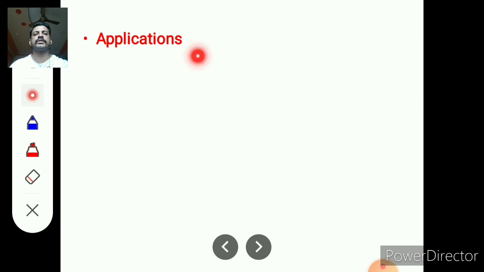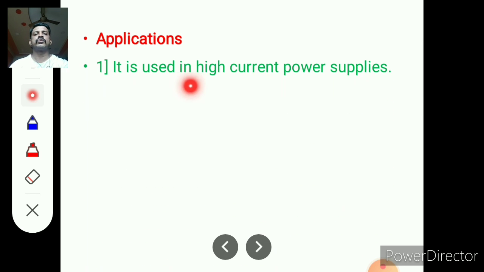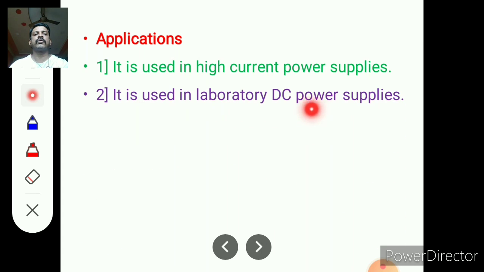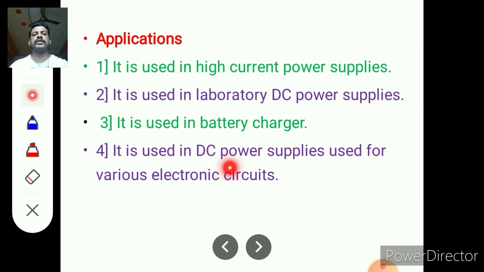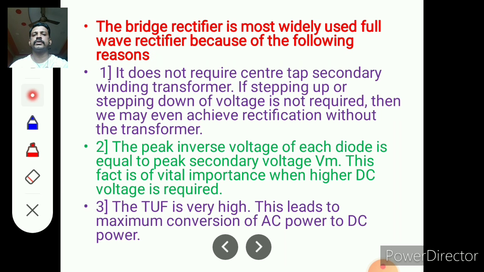Applications. It is used as a high current power supply. This bridge rectifier is used in high current power supplies. It is used in laboratory DC power supplies. It is used in battery chargers. It is used in DC power supplies for various electronic circuits.